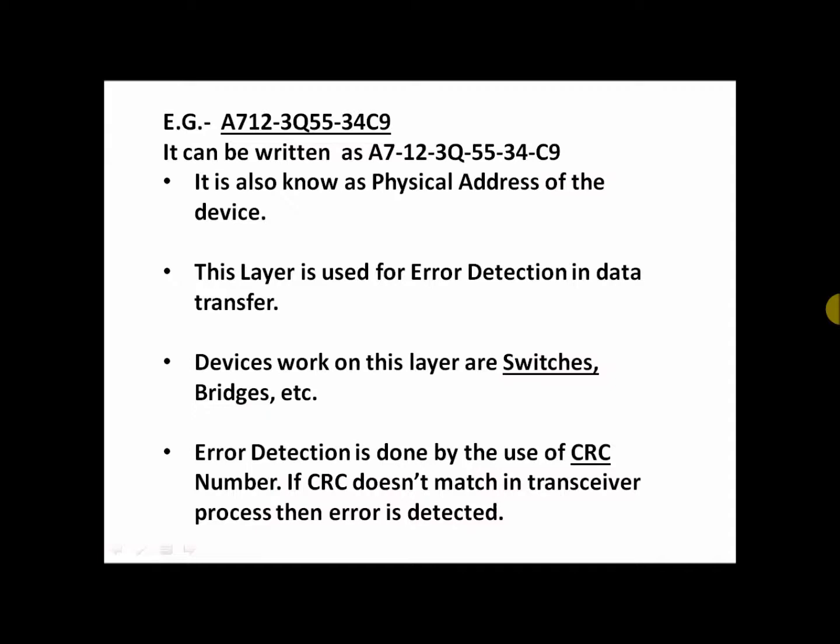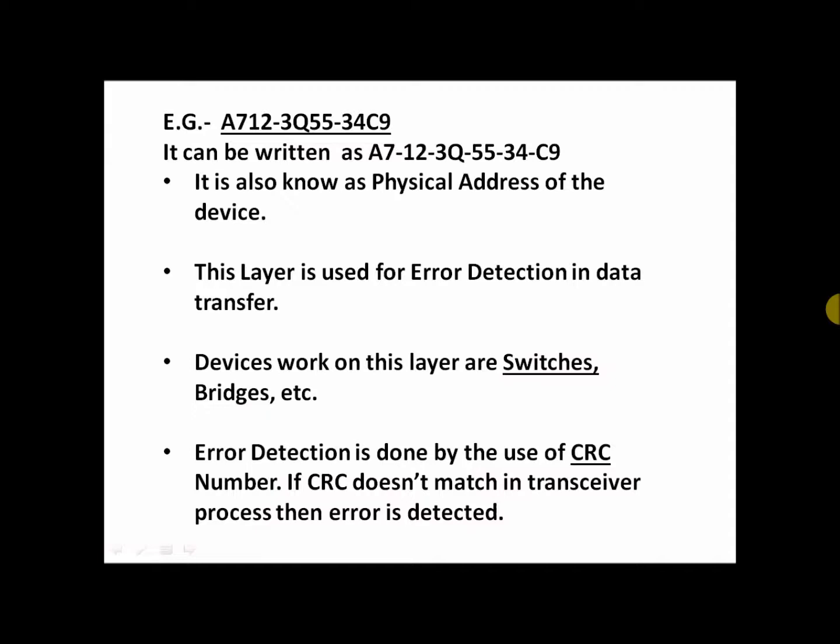This layer is used to detect errors in data transfer. For example, if a packet from the network layer is transferred to the data link layer, it is going to detect the error through the CRC number. How does the CRC work? We will talk about it later in this video.